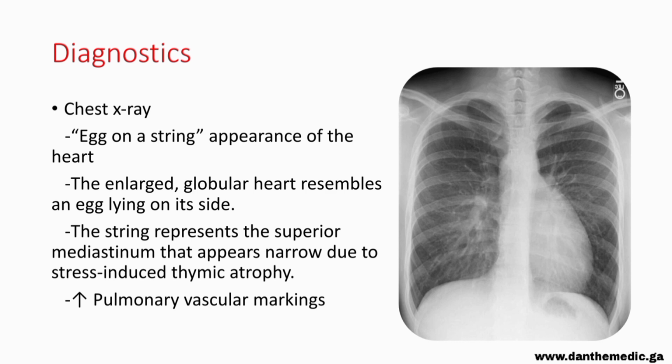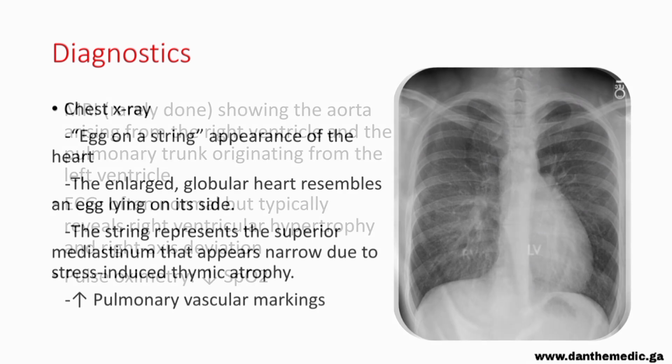And then, of course, we are also going to see increased pulmonary vascular markings because the pressure coming from the left part of the heart will make the blood that goes into the pulmonary artery in this case to be a lot. So it can be dilated because of the excess blood or the excess pressure at which this blood is pumped into the pulmonary trunk.